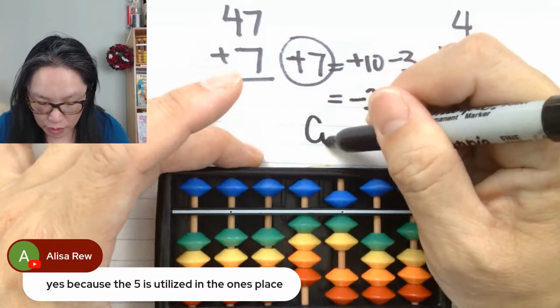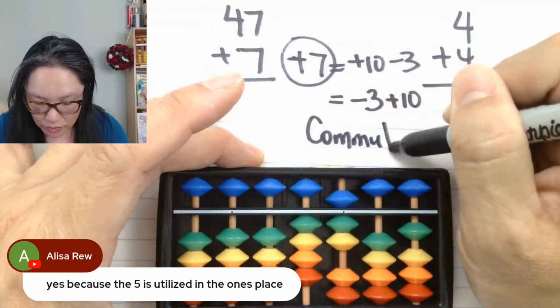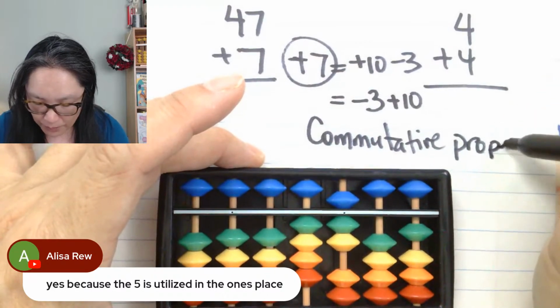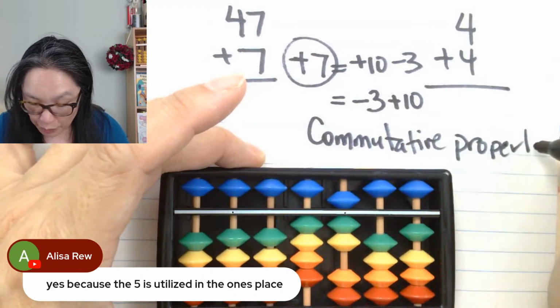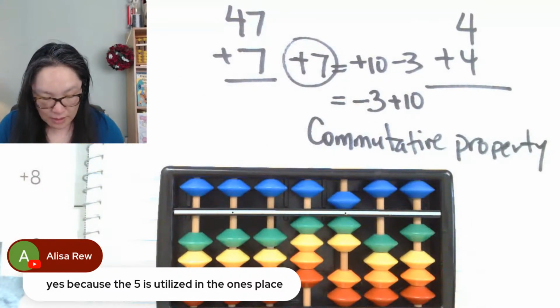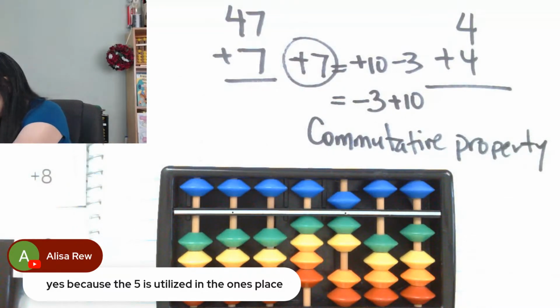This is called the commutative property. Now, why are we doing this? Because we want it to be flexible. Yeah, okay, good.